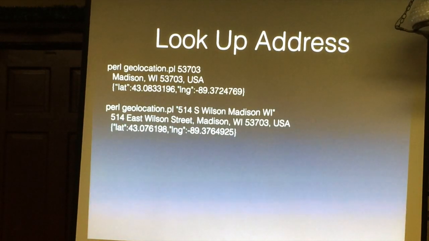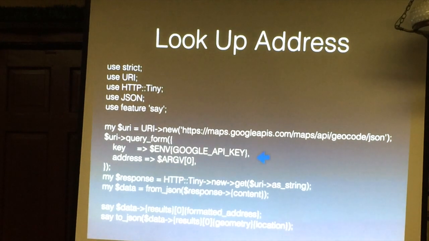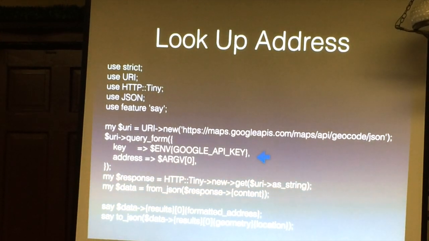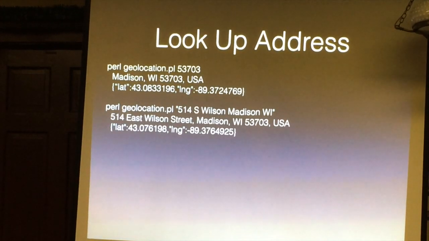So we've got that. Oops, I'll go back. And then we will make our request, and we'll output the formatted address as well as the location in this case. There's all kinds of data that comes back, and I'll show you that in a second. So here are a couple of command lines. I typed in geolocation 53703, and that would give me back this formatted address along with the lat/long for that formatted address, and 514 South Wilson Street, and that'll give me back some other stuff.